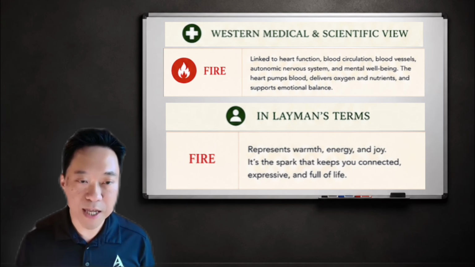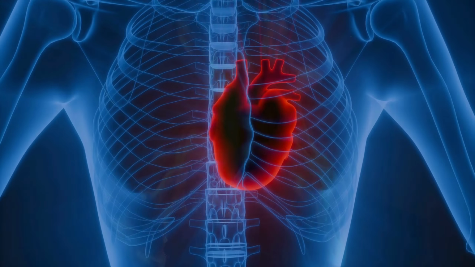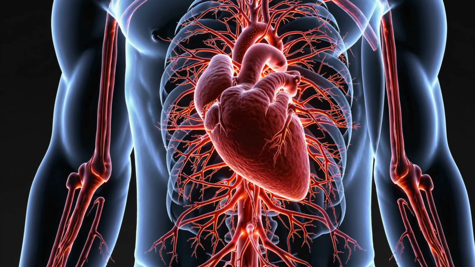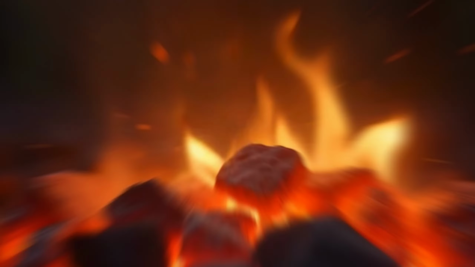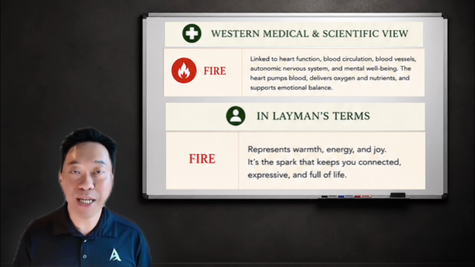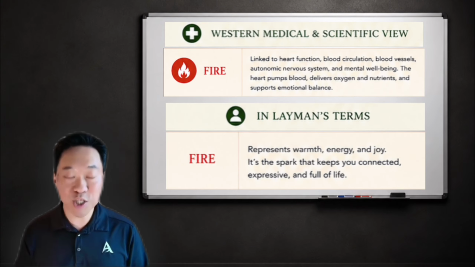Next, fire. Fire is linked to the heart and small intestine. So heart, blood circulation, blood pressure, blood vessels, autonomic nervous system. The fire element is also related to your pineal gland. The pineal gland is what secretes the melatonin.